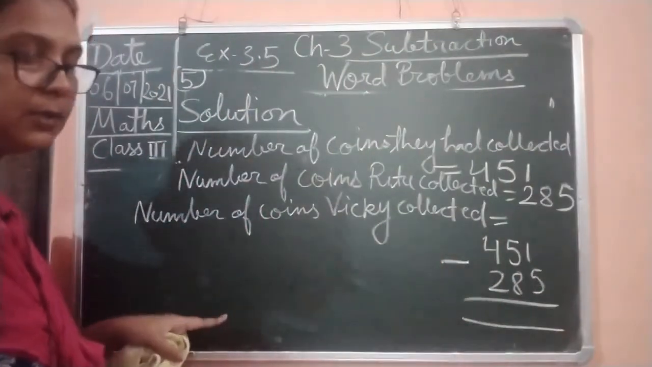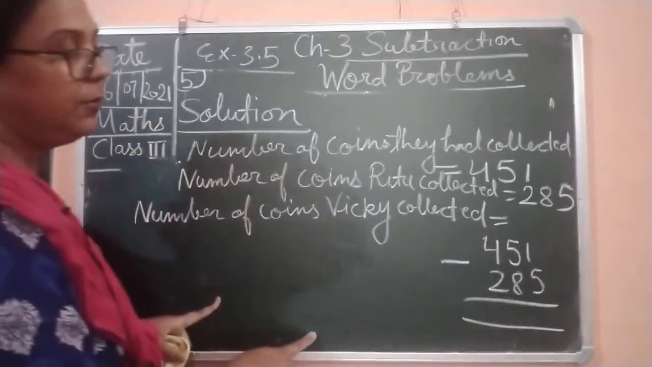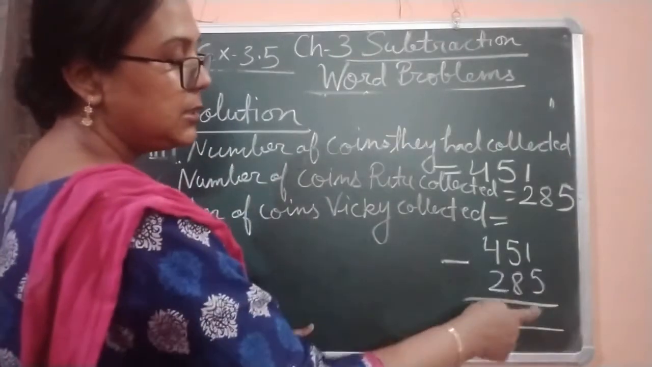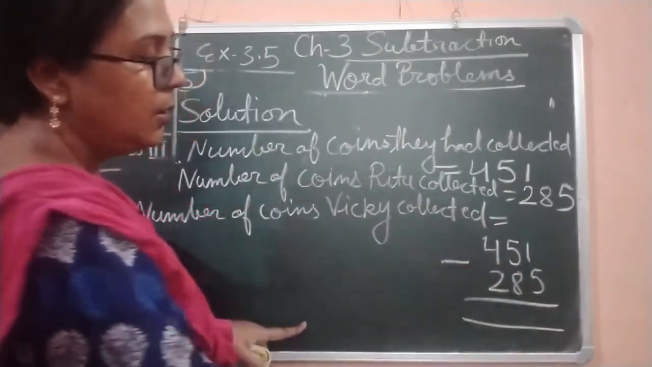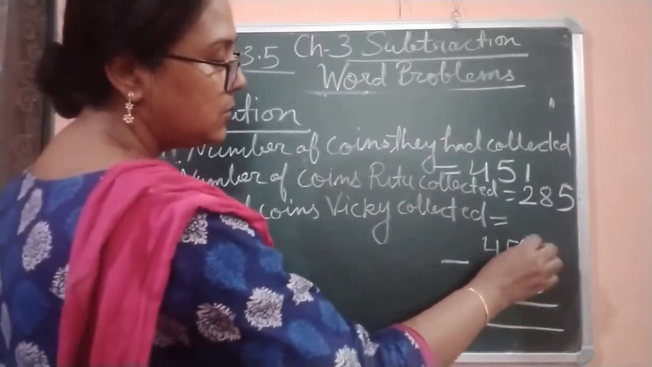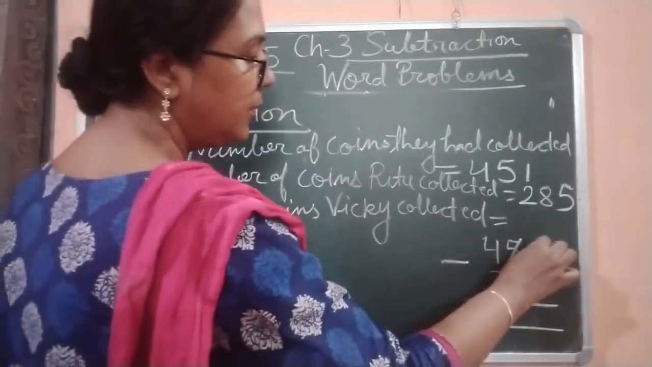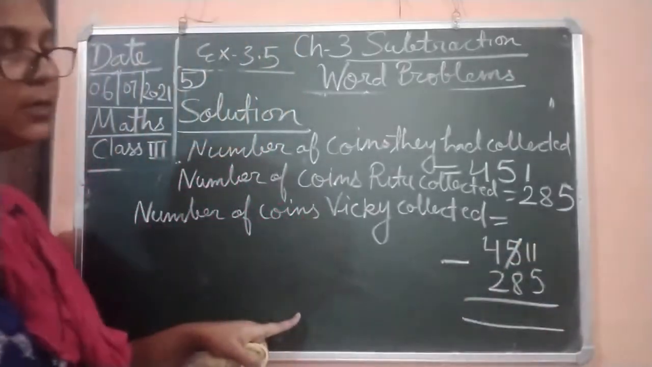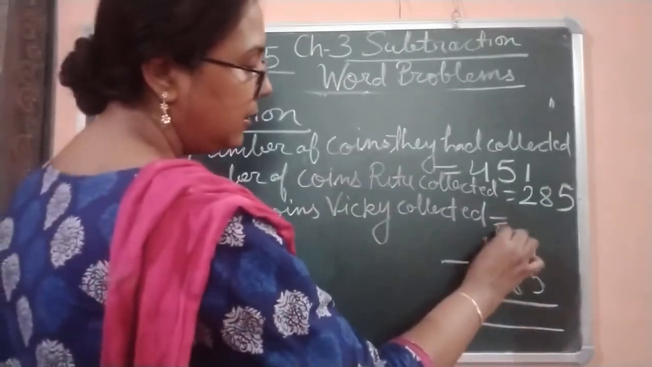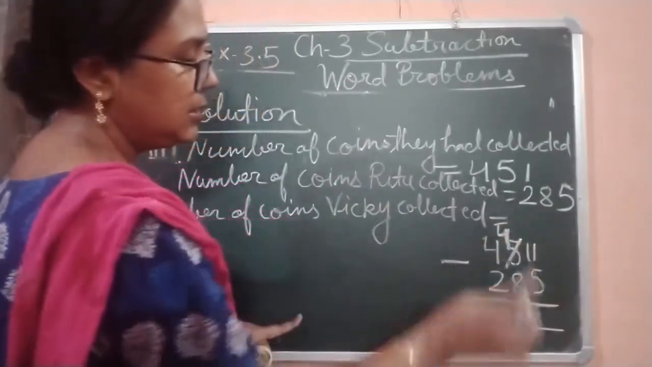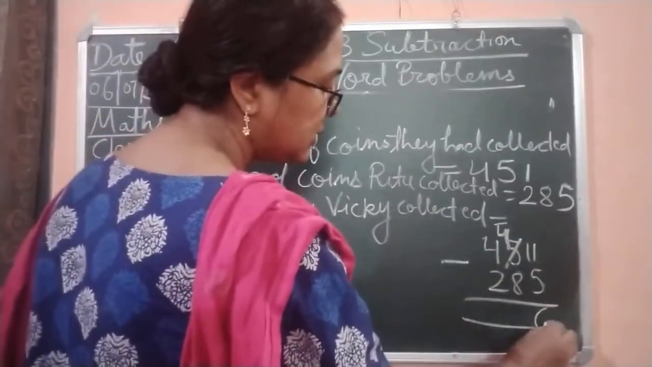How will we get the answer, how many coins Vicky had collected? Here you can see 1 is there and 5 is there. So we will ask for help from the 5 tens. This 5 tens will give help to the ones, so here it has become 11. Here 4 is left at the tens place. So 11 minus 5, you will get 6.